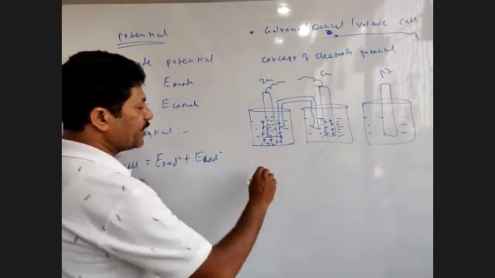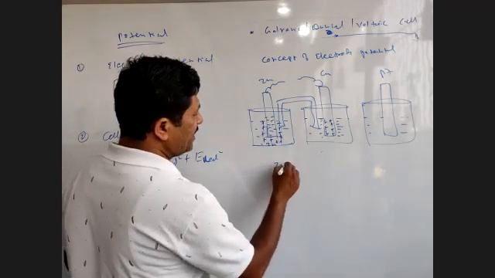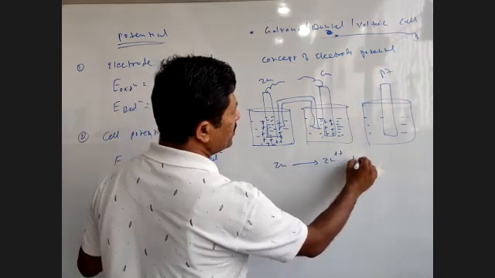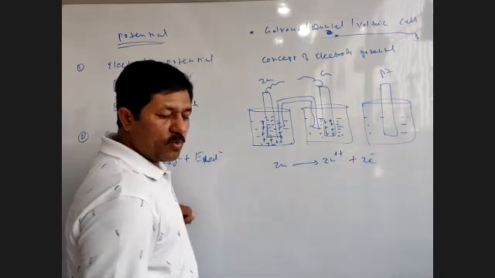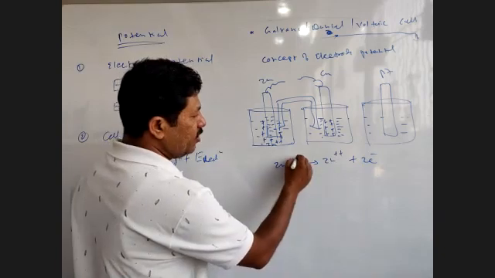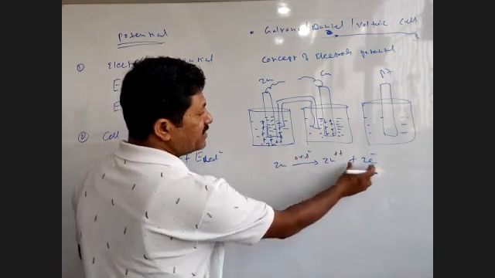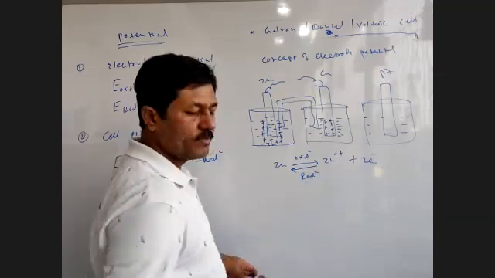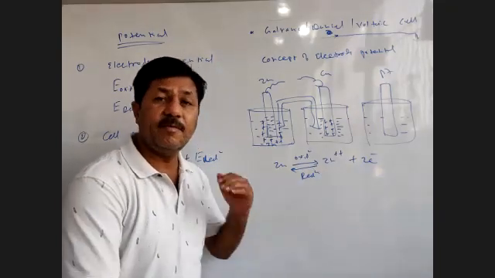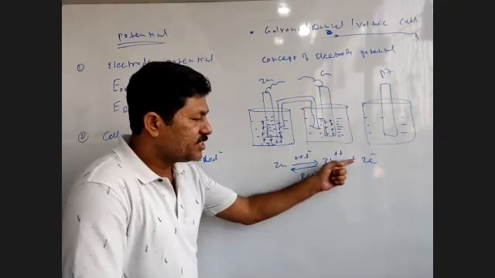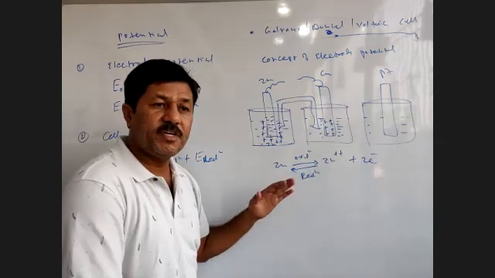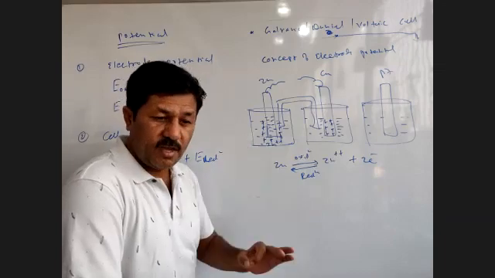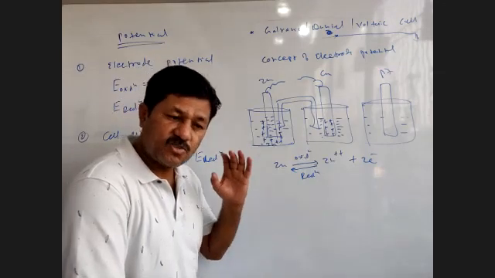Look inside this: according to IUPAC norm, suppose zinc goes for oxidation to produce Zn++ plus 2 electrons. This is the oxidation reaction. The same zinc, when it takes 2 electrons, becomes reduction. So this is a reduction reaction. This means any metal can go for oxidation and can go for reduction. Any metal can undergo oxidation, and any metal can undergo reduction. It is not necessary that always zinc will be oxidized.